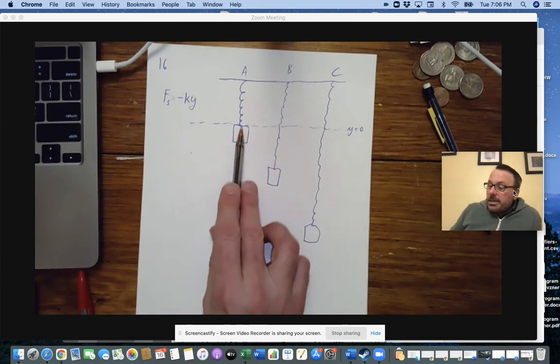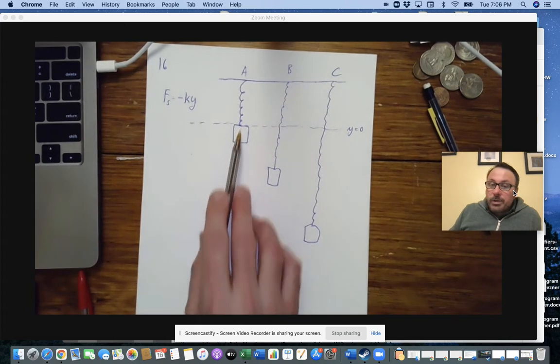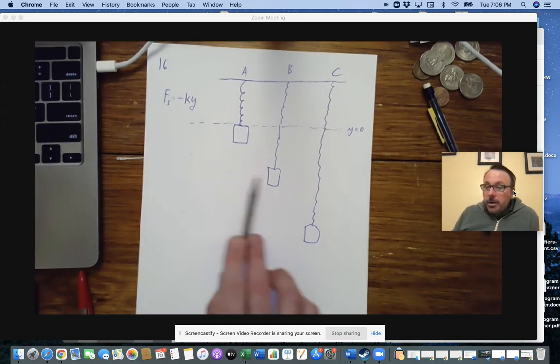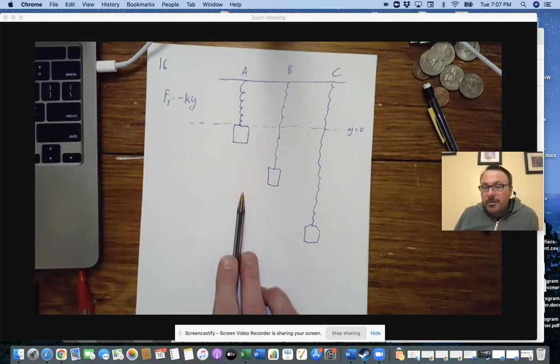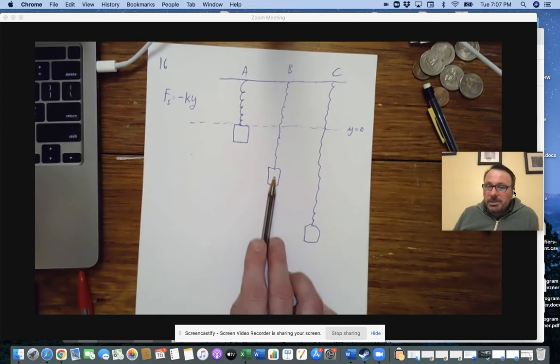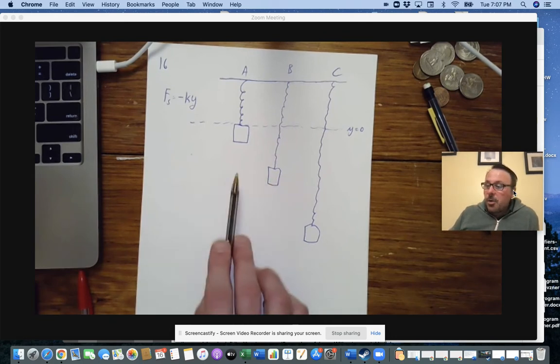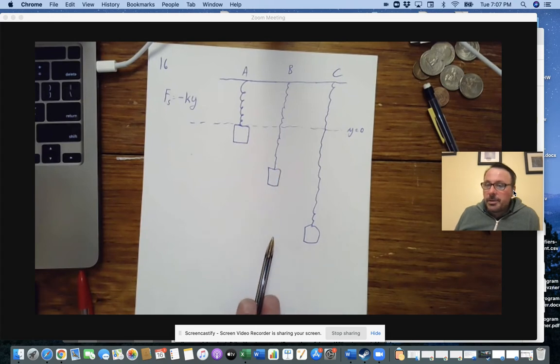We know that this thing is going to speed up, as I said, because the gravity force is bigger than the spring force initially. At some point here, they're going to be equal, and then the spring force is going to be bigger than the gravity force, and it's going to slow down. So this position here where it achieves its maximum speed is going to be the place where it stops speeding up and starts slowing down, i.e. where its acceleration is equal to 0.